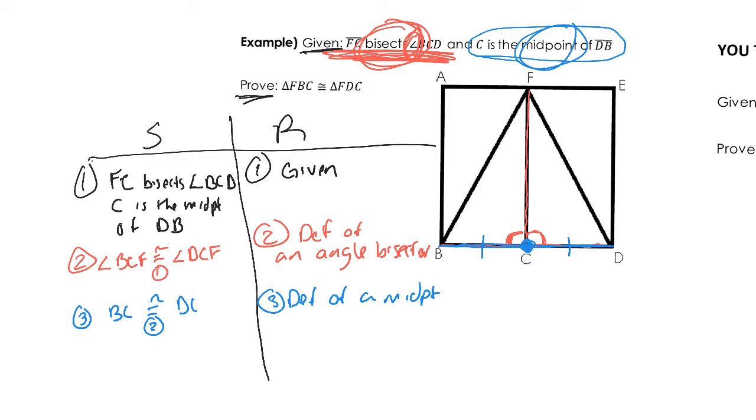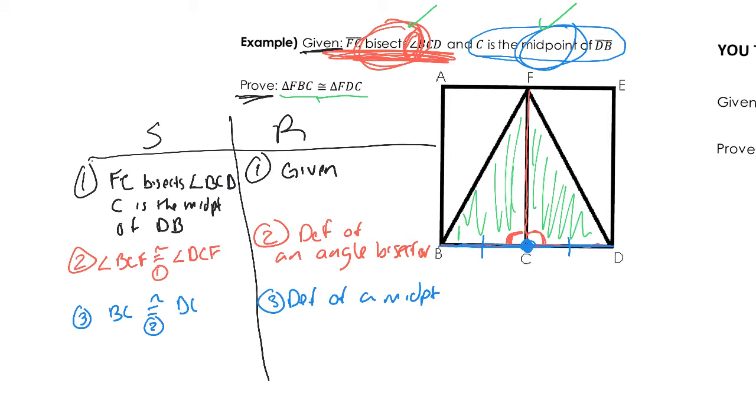But I'm out of givens. I used the first one. I did the second one. So I want to look at the diagram. What is the same in both these triangles? Triangle FBC and FDC. What else could I say is the same?